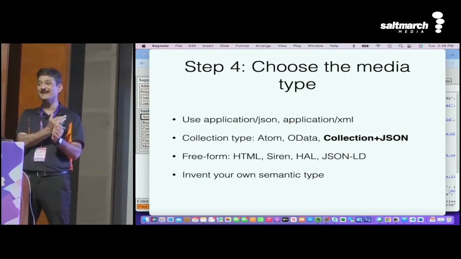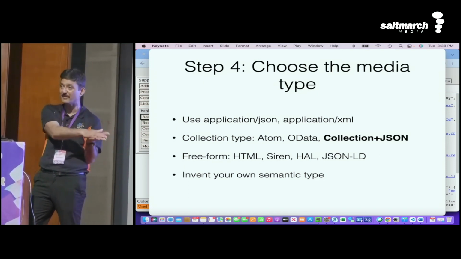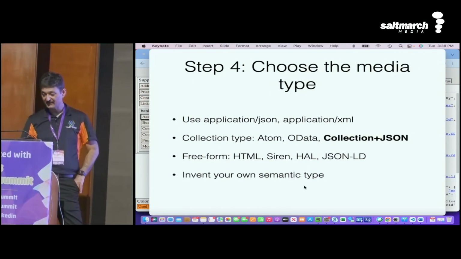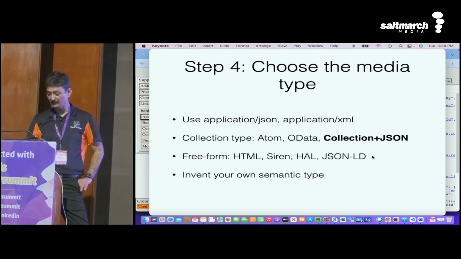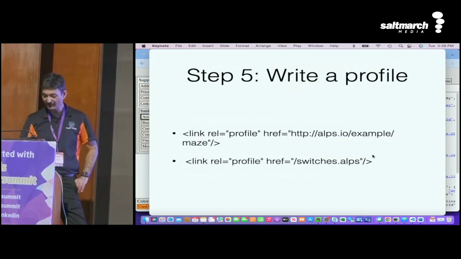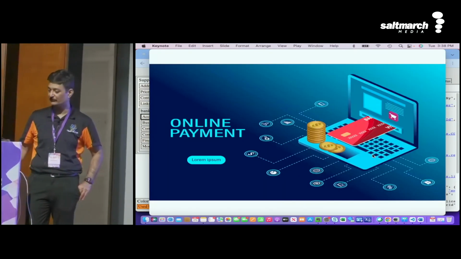So don't create any object till you see whether this object already is there. Yeah, that is the whole premise of doing that. Next is choose the data type. See, OData is one of the collection types, and you can also pick JSON as a collection type. Write the profile for it, implement the solution, and then sketch the solution for yourself.